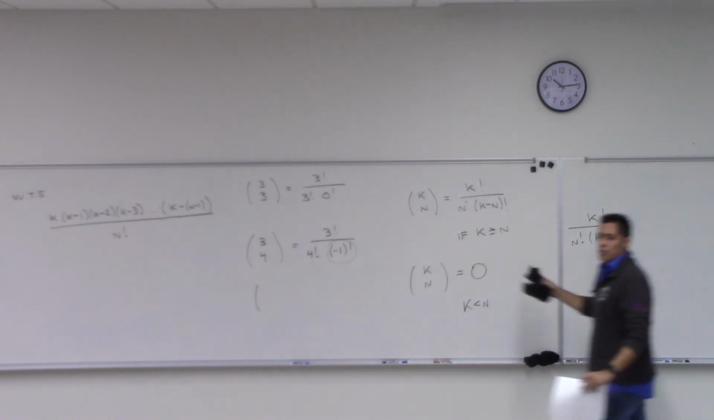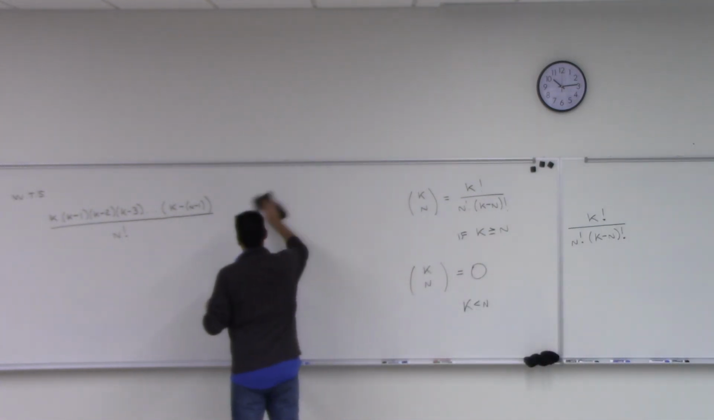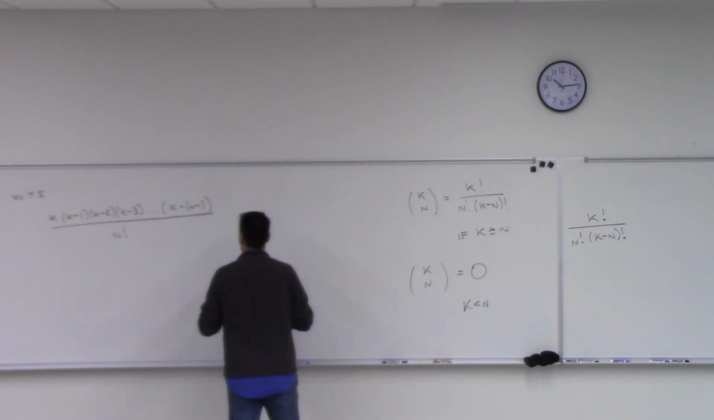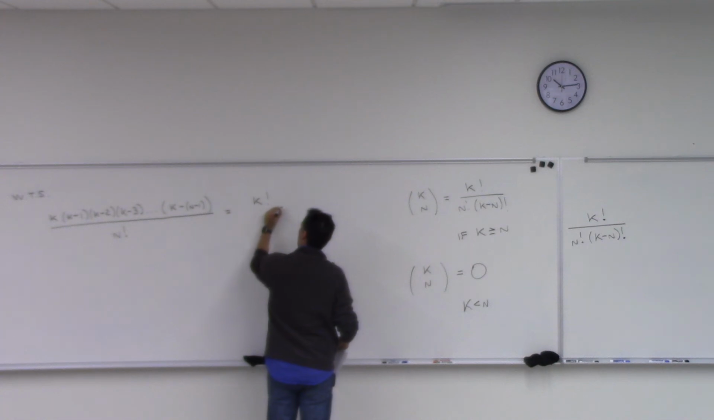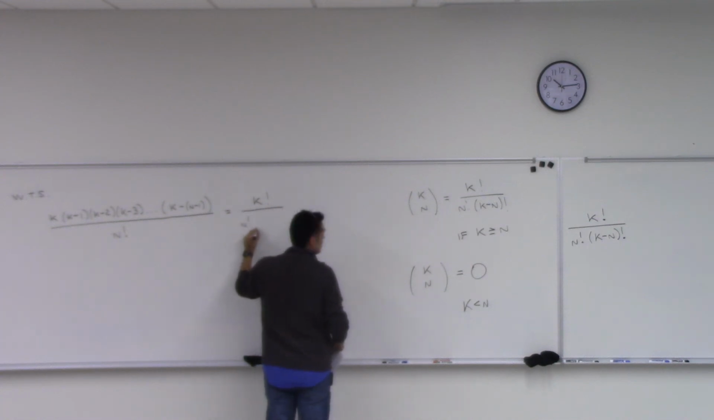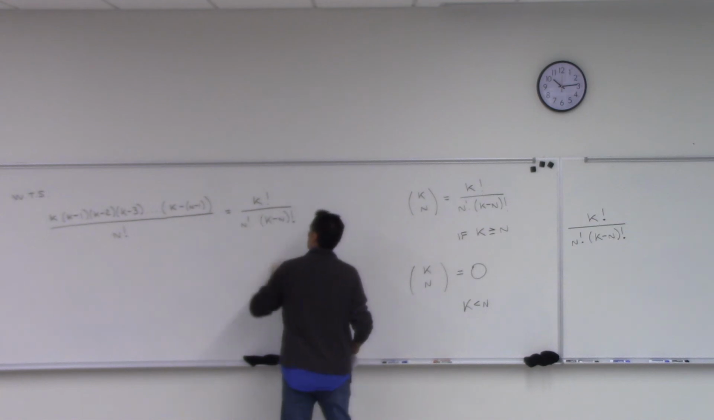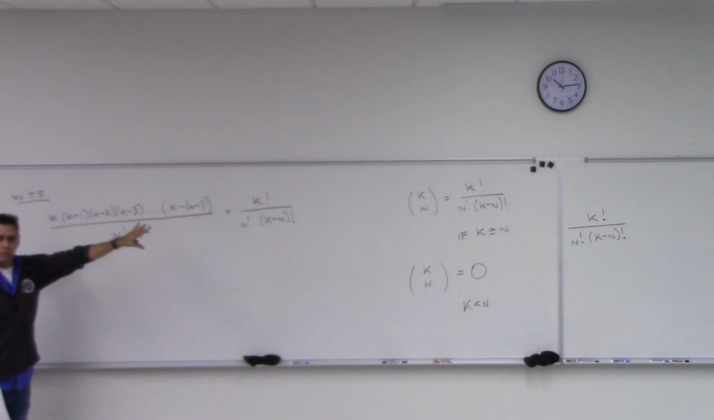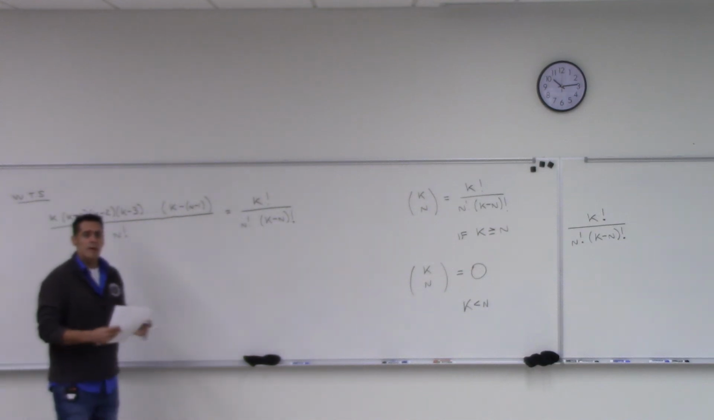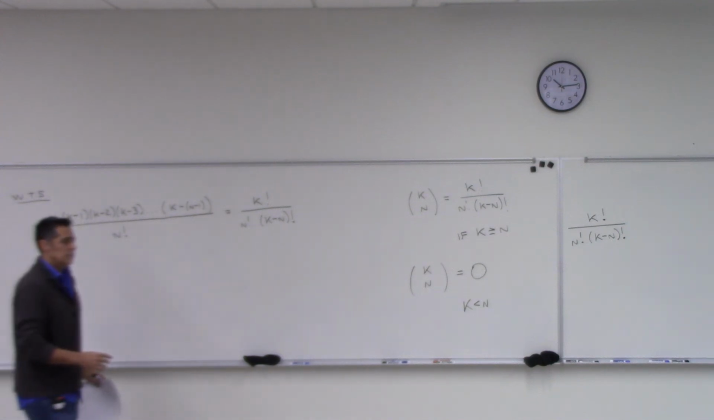I'm going to try and show you right now, see if I can convince you, that this is equal to the formula we just had: k factorial over n factorial, and then k minus n factorial. I want to show that this is true. Right now, I'm telling you it's true, but I want you to be convinced that it is. All right? So can I try and convince you?